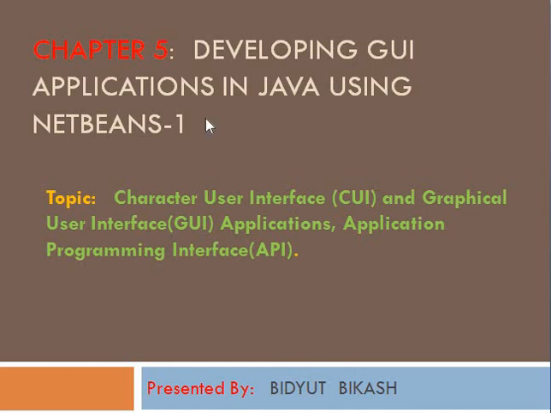Good morning students. Today I shall be starting a new chapter, that is developing GUI applications in Java using NetBeans 1. This is chapter number 5 in your book. And the topic that I shall be discussing today in this chapter is the character user interface and the graphical user interface applications. And then the application programming interface, which is API in short.